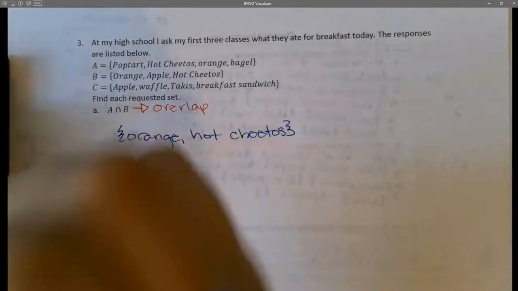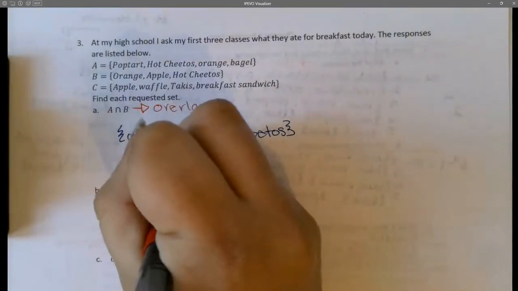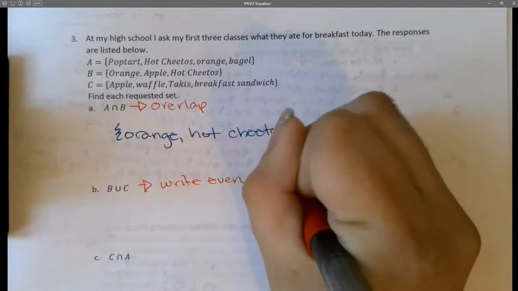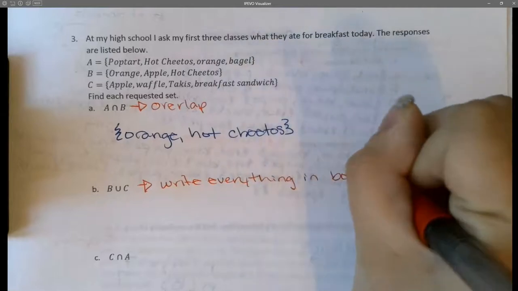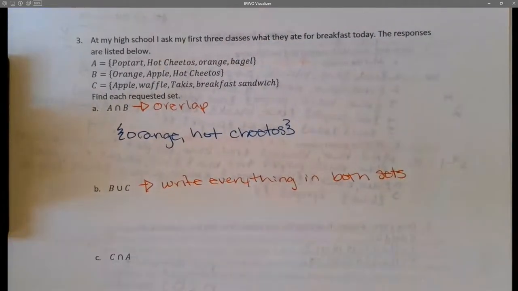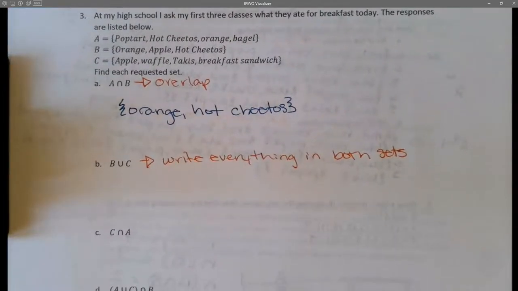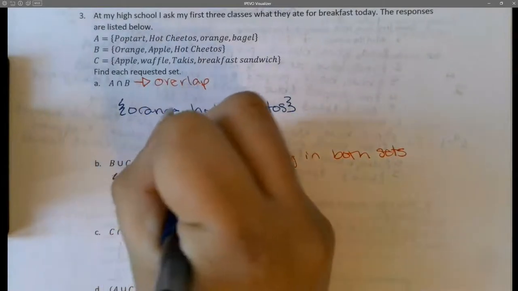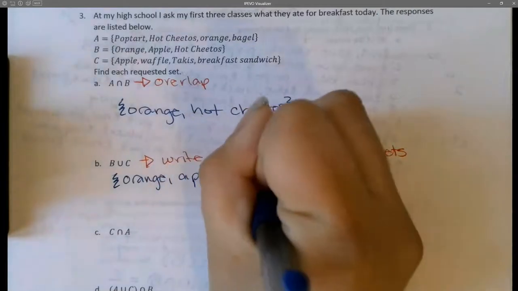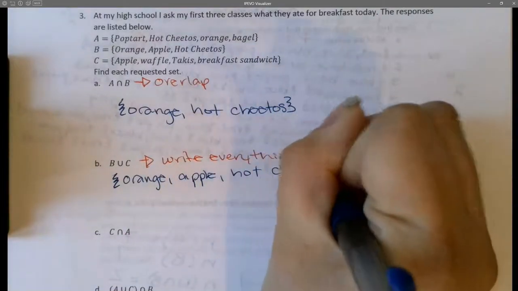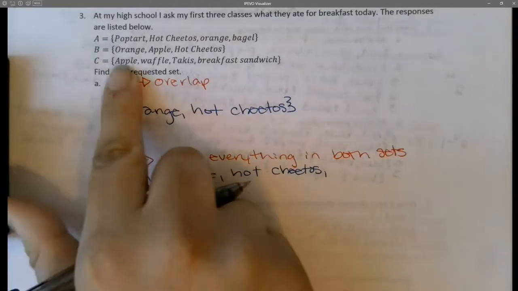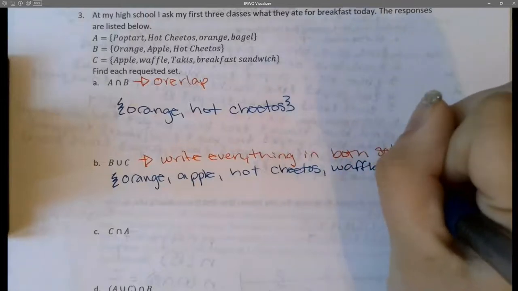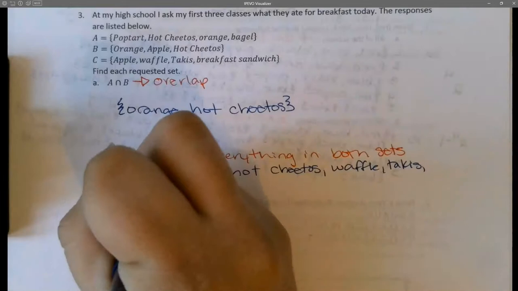B is saying B union with C. This is writing everything in both sets. So I'm going to start by writing my elements from B. That was orange, apple, Hot Cheetos. Then I want to add the new pieces from C. So I've already written apple. Then I want to add waffle, Takis, and the breakfast sandwich.